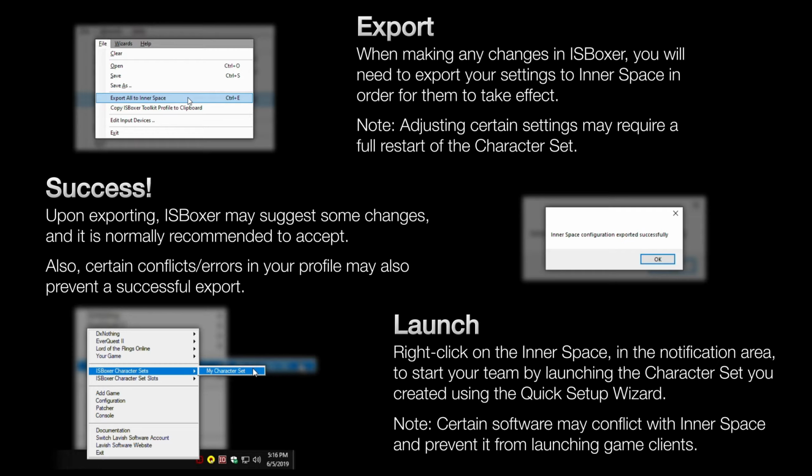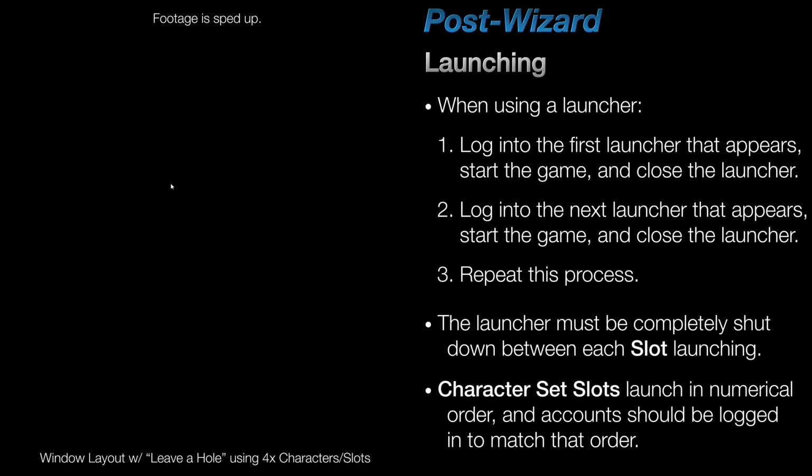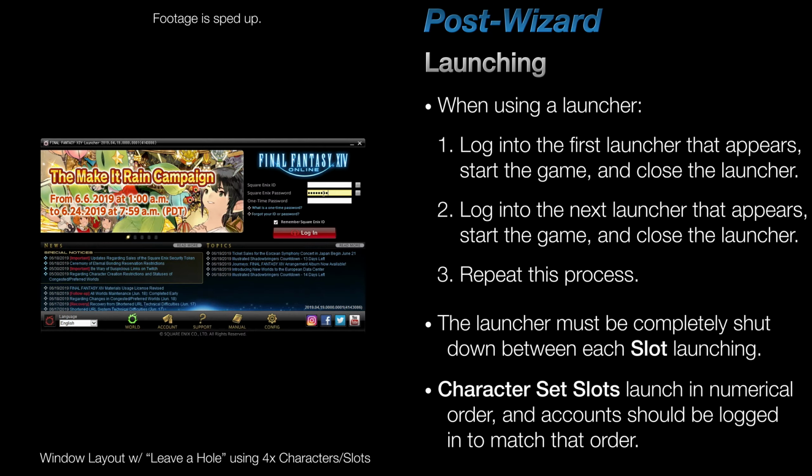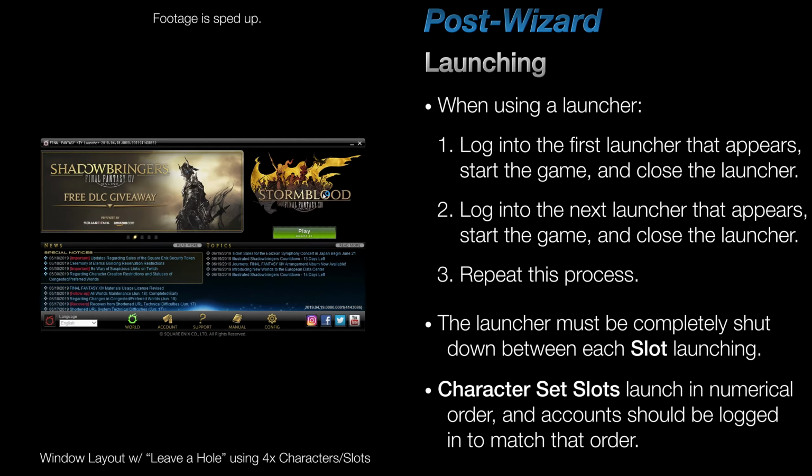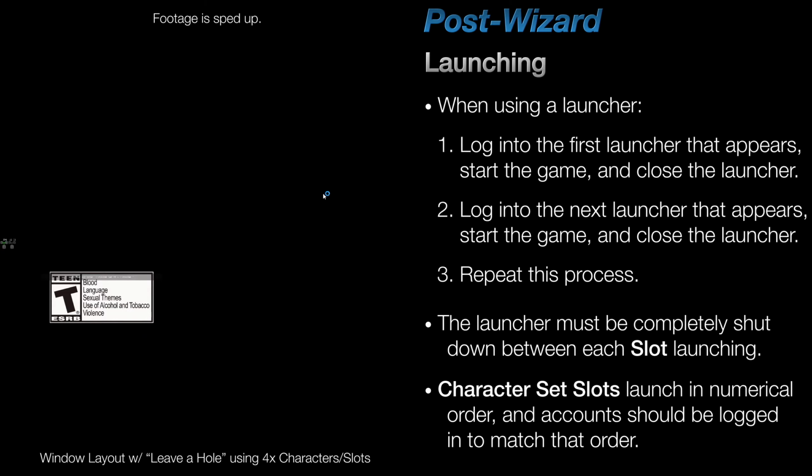Now, after you've successfully exported, you can right-click on the Innerspace crosshairs icon in the notification area and launch your character set. Generally, when it comes to launching games, there are one of two ways to do this. If your game uses a launcher, then you will be greeted with one and only one launcher upon loading your character set. At this point, you will need to log into the account for the character set slot in which you're launching. Remember, they launch in numerical order.